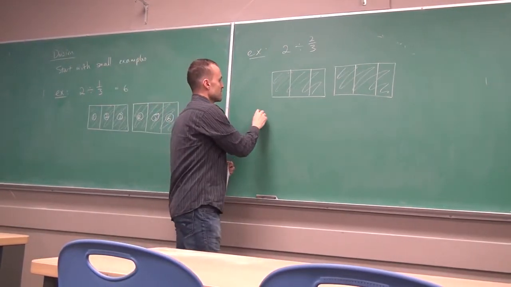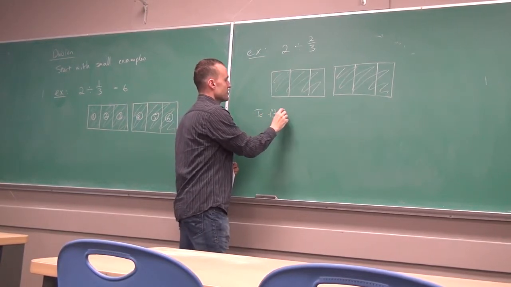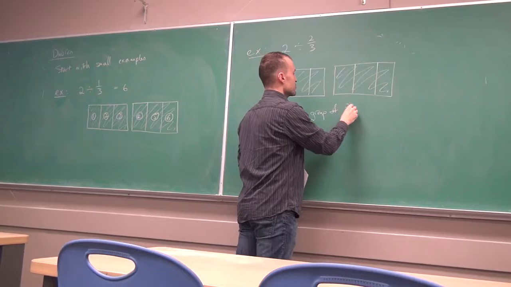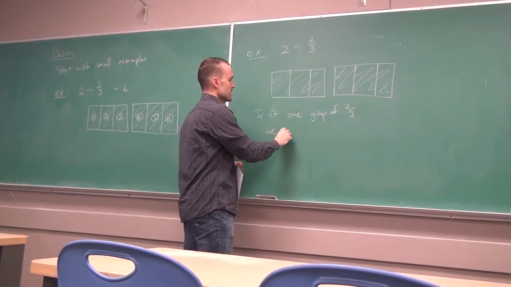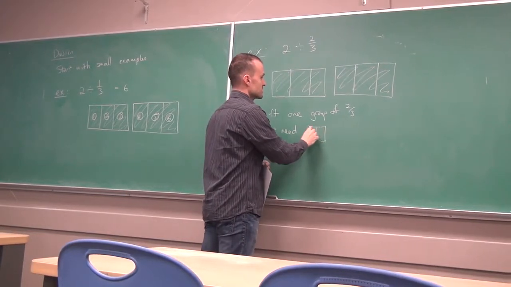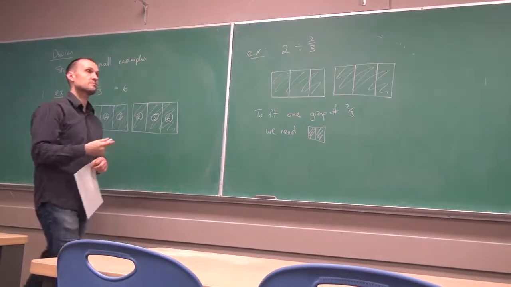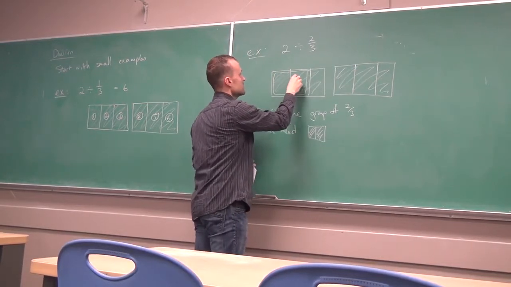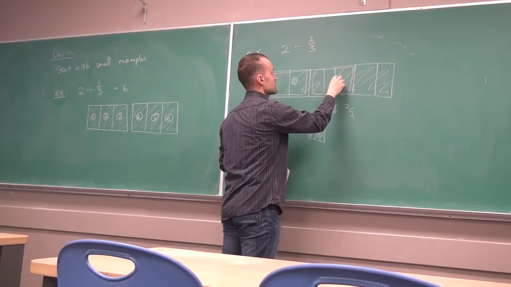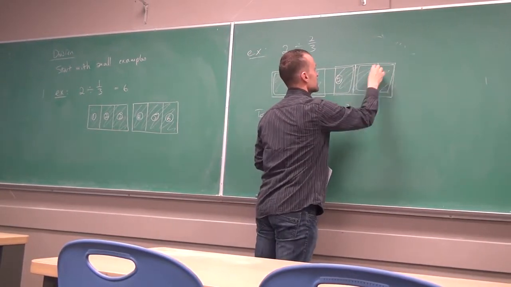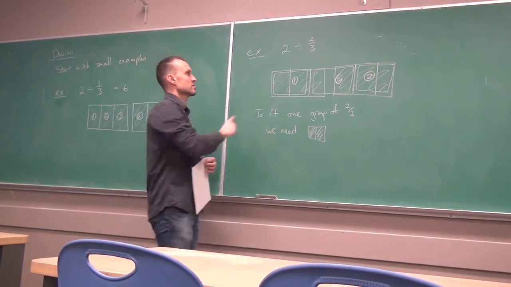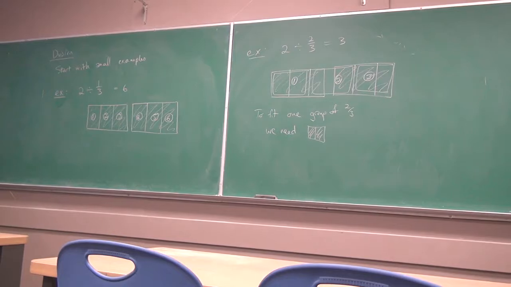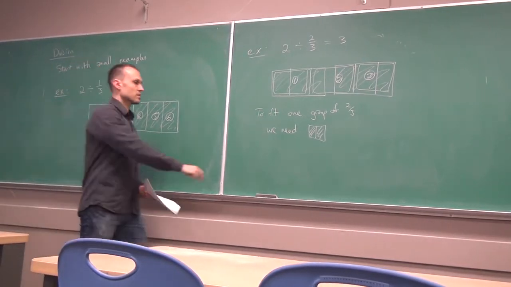But now, to fit one group of 2/3, we need 2 of these little pieces. Each one representing a third, and I'm making groups of 2/3. So this will be one group. This will be another one. The gap means nothing. And this will be another one. So I can fit in 2/3 3 times. So it's important to start with the intuitive understanding, because that's how we learn it for the first time.